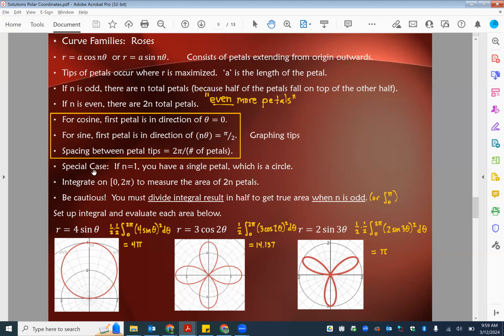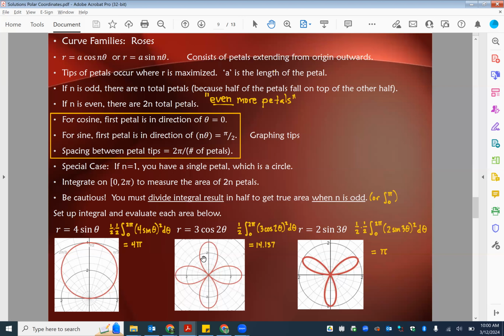If n equals 1, you get a special case. It would be a single petal, so it doesn't really look like a flower. In fact, it will look like a circle. This bottom left graph has n equals 1, and we get a circle. It's not centered at the origin any longer, okay, but it is a circle.